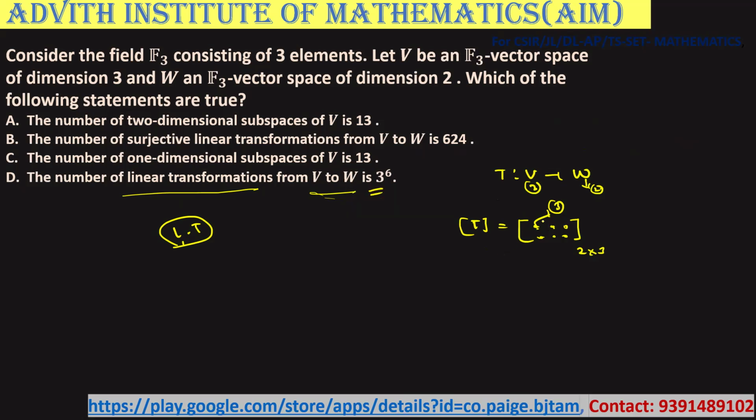So how many matrices are there for 2 by 3 matrices, sir? Each entry has 3 choices. So how many total choices? 3 into 3 into 3 into 3 into 3 into 3, which is equal to 3 power 6. So this one is also true, sir. So therefore all the options are true.